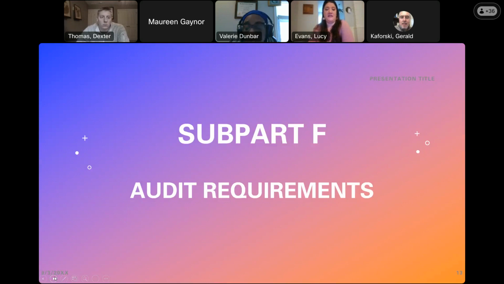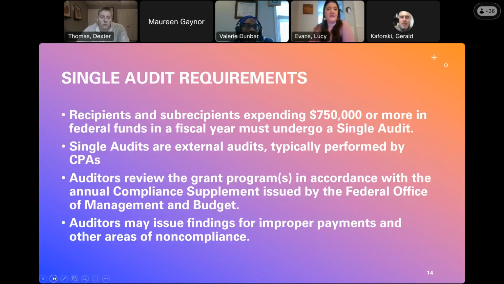Okay, now we're going to talk about Subpart F, which is audit requirements. Single audit requirements. Recipients and subrecipients expending $750,000 or more in federal funds in a fiscal year must undergo a single audit. Single audits are external audits typically performed by CPAs. Auditors review the grant program in accordance with the annual compliance supplement issued by the federal Office of Management and Budget. Auditors may issue findings for improper payments and other areas of non-compliance.